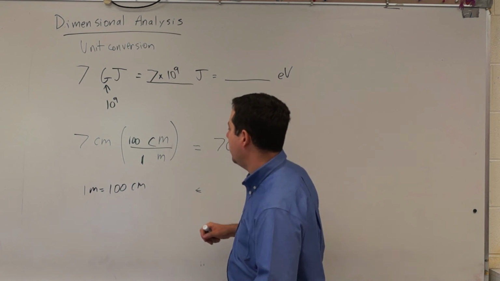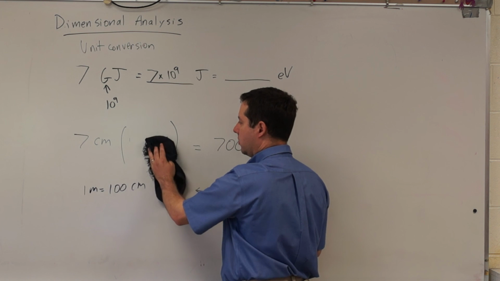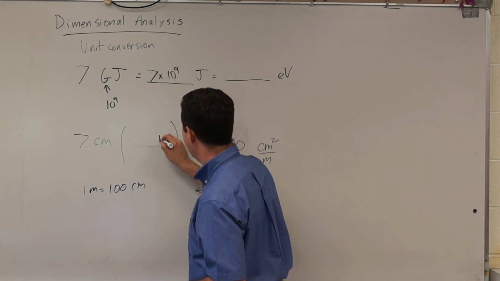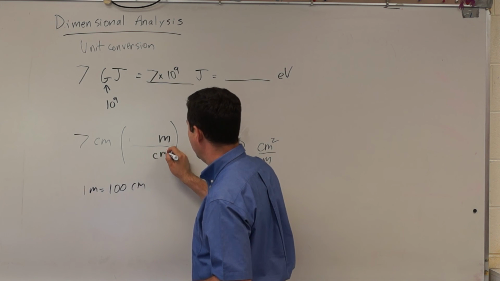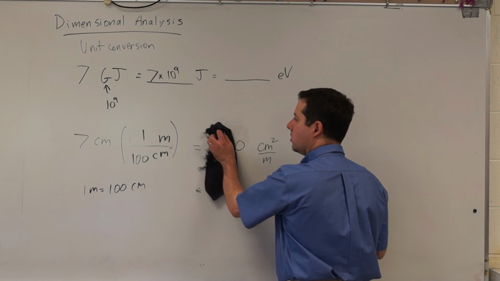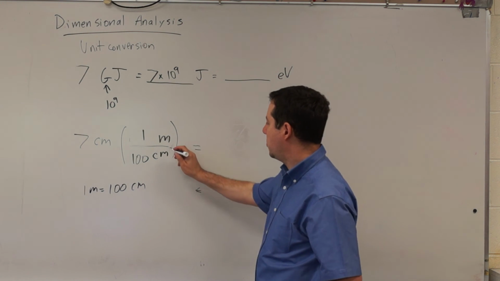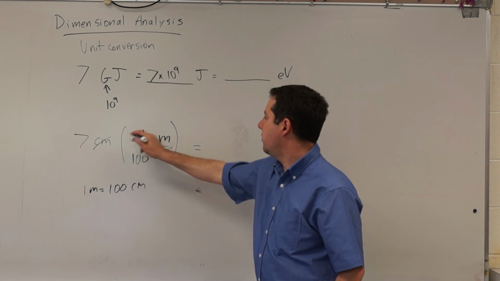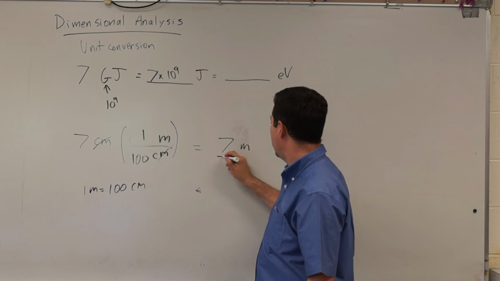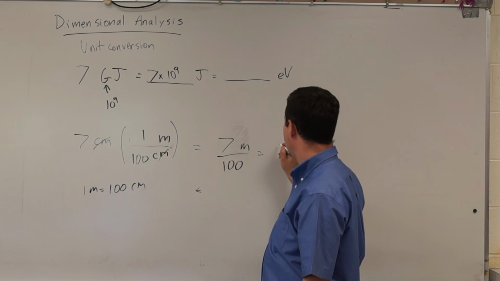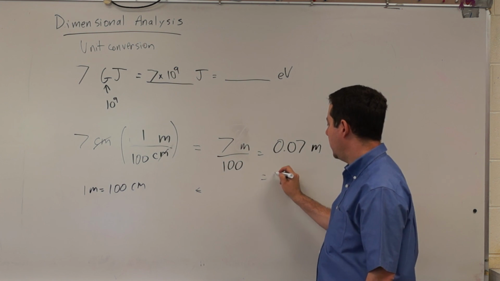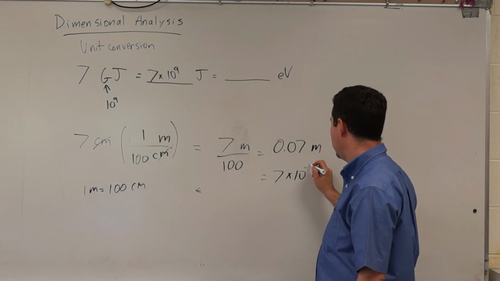But now you know that 7 centimeters is equal to 700 centimeters squared per meter. Let's fix this, of course, and say meters, centimeters. 1 meter equals 100 centimeters. So now when we do this, you end up canceling those out. 7 times 1 is 7. You end up with meters. It's divided by 100. So you end up getting 0.07 meters, which is 7 times 10 to the negative 2 meters.